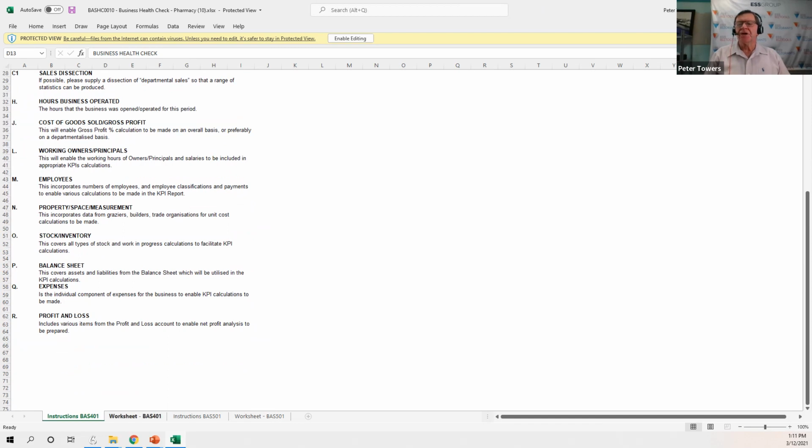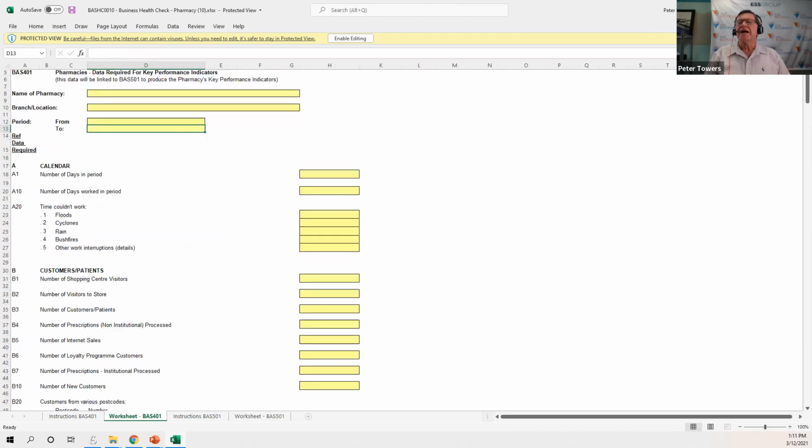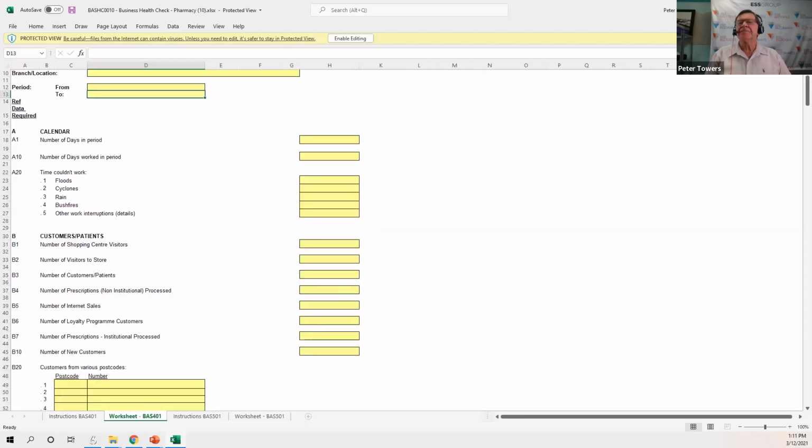And then if we go into the worksheet, this is a sheet which obviously you complete the details, and it's where the data for the period's going to be collected. So this is not the key performance indicators. This is the basic data that's being collected. How many days did we work in the period? Number of days in the period. Time that work couldn't take place, for what reason, just so that it's recorded.